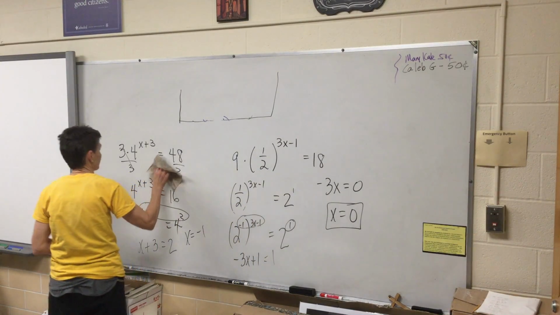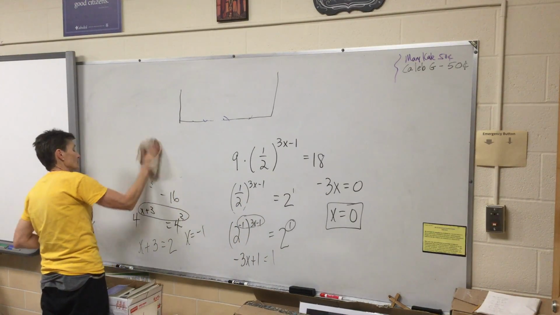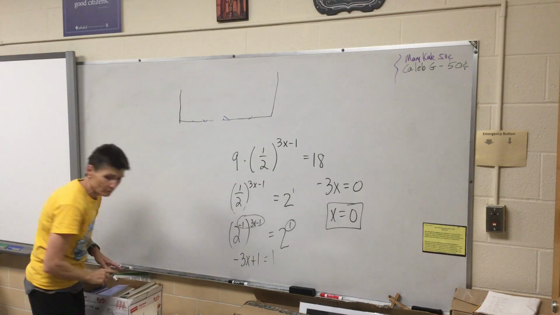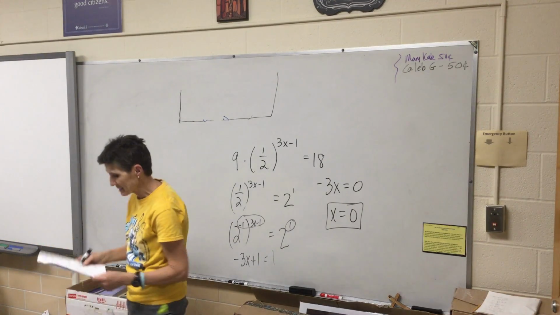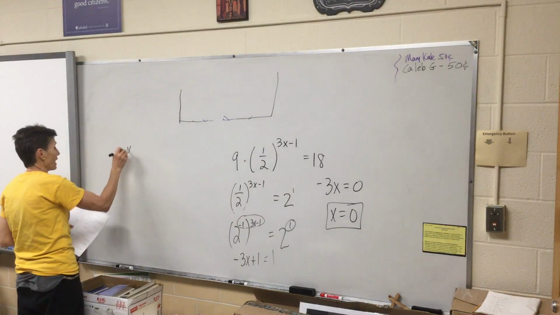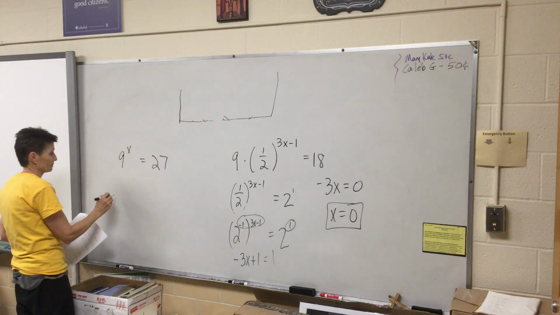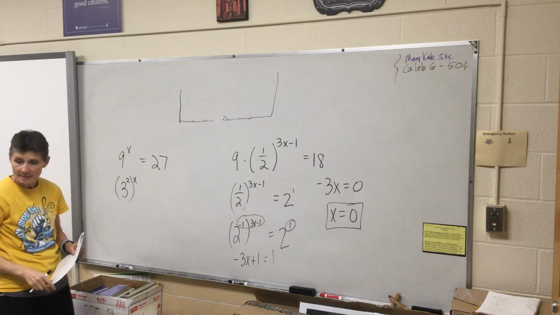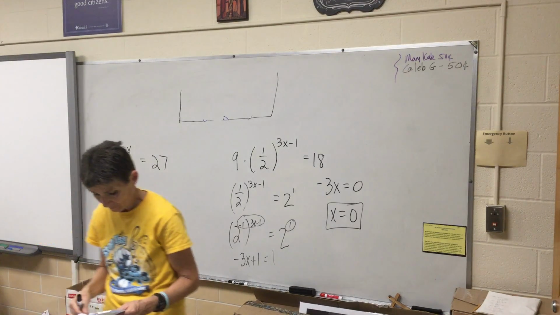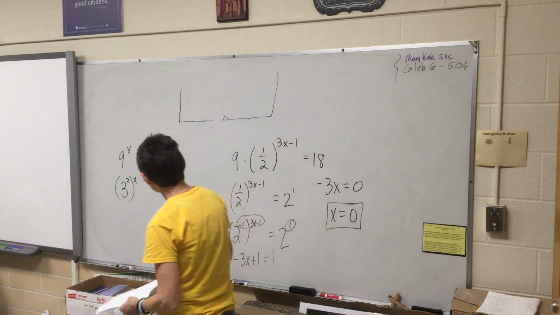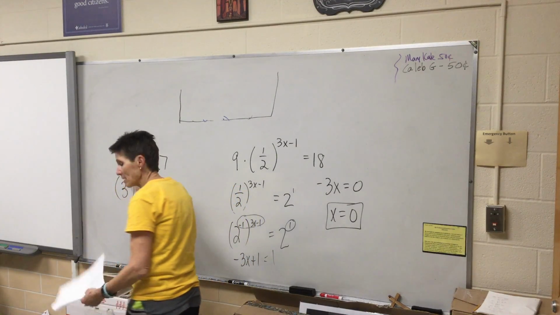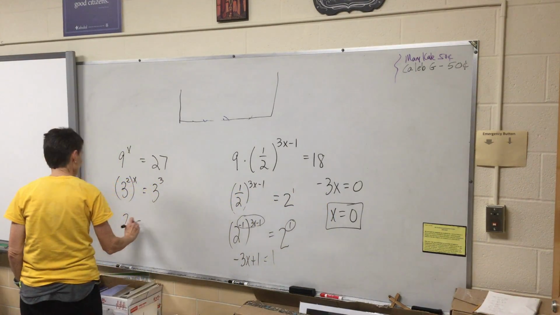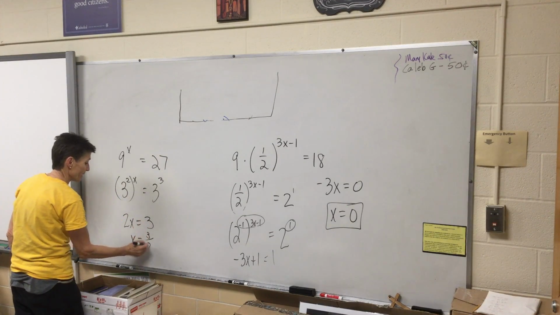What would you do for this next one? Same thing. 9 and 27 can both be broken down into powers of the same number. So what's 9? Would that be 3 squared? Yeah, you can think of 9 as 3 squared. And would 27 be like 3 cubed? Yep. And now they match. So 2x equals 3, and x equals 3 halves.